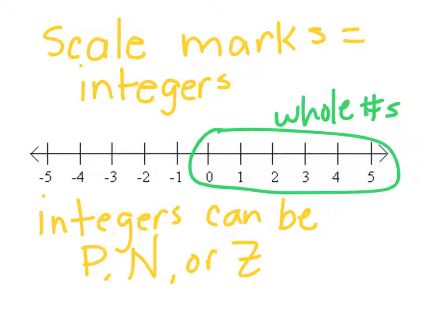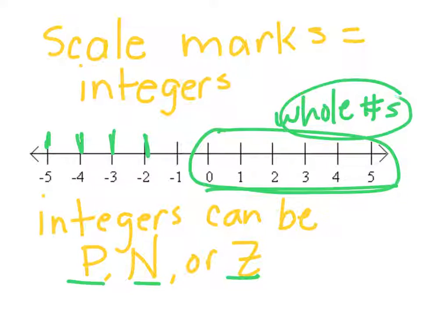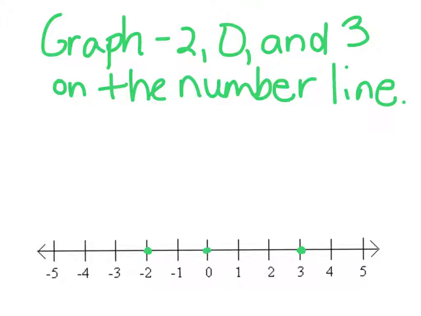Scale marks on the real number line are equally spaced. So you can see there, they're equally spaced. They represent integers. An integer is either positive, negative, or zero. Zero and the positive numbers are also called whole numbers. So if you were to graph, let's say negative 2, 0, and 3 on a number line, it would look something like what's down here.